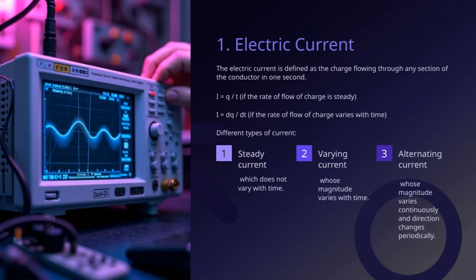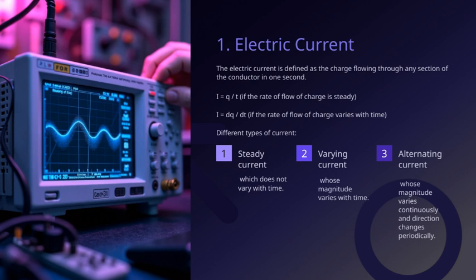Essentially, electric current is the flow of electric charge through a conductor. The key point here is that current can take different forms depending on how the charge moves. For example, when we talk about alternating current, or AC, its magnitude varies continuously, and its direction changes periodically. Think of the electricity that powers your home appliances. It's constantly changing direction and strength over time.